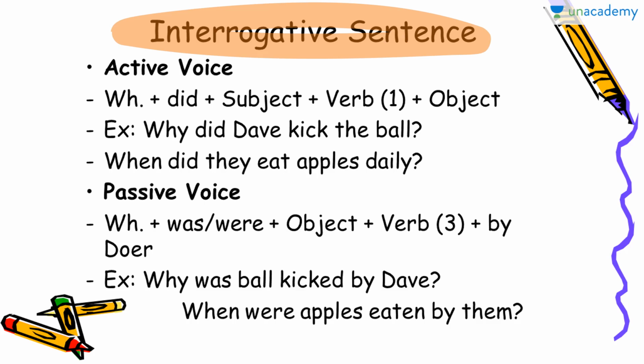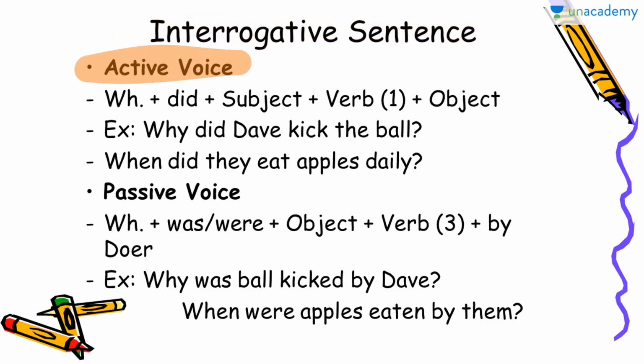These kinds of questions have a detailed answer. In active voice, it will start with WH words. WH words are what, why, where, when, and how. Then did will be used, then the subject, then the verb first form, and then the object. For example, why did Dave kick the ball?